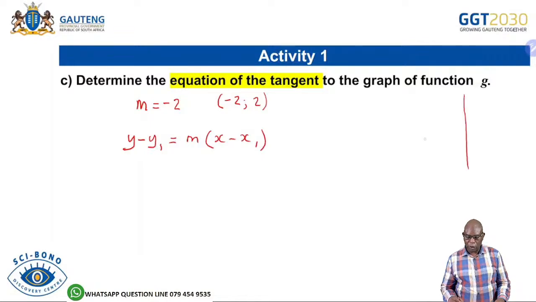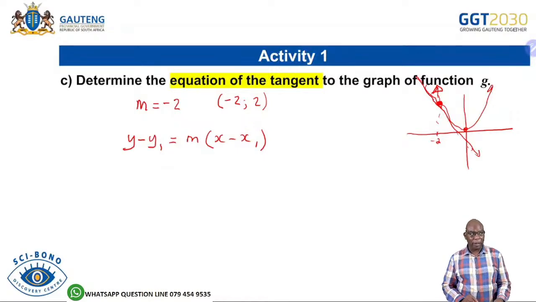Remember, if I can just quickly draw that sketch, it will be facing upwards. My gradient at a point will be -2. So the point that we're talking about is this one. The tangent, remember, is that line that touches that graph at only one point. So that will be the tangent of that graph. If I need to find the tangent at that particular point, what will be the equation of that line? That's the picture. So now I need to substitute.